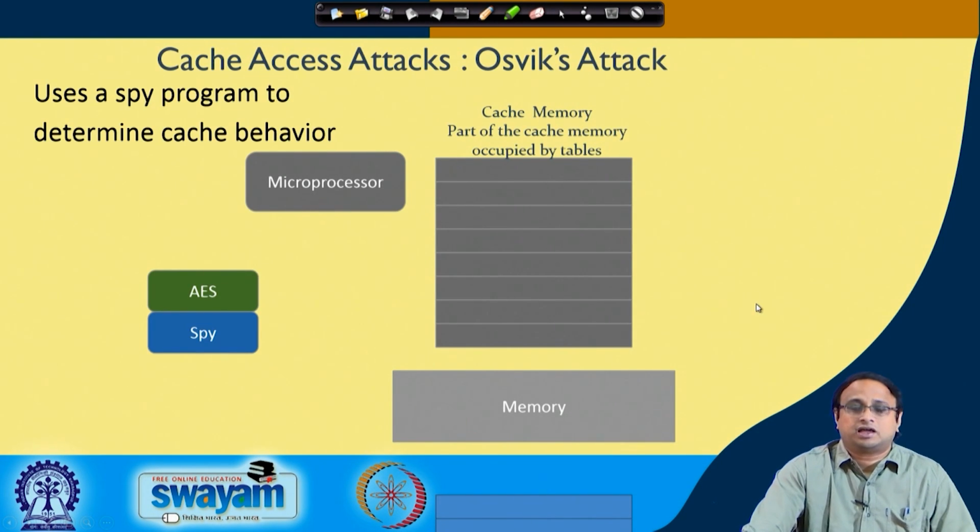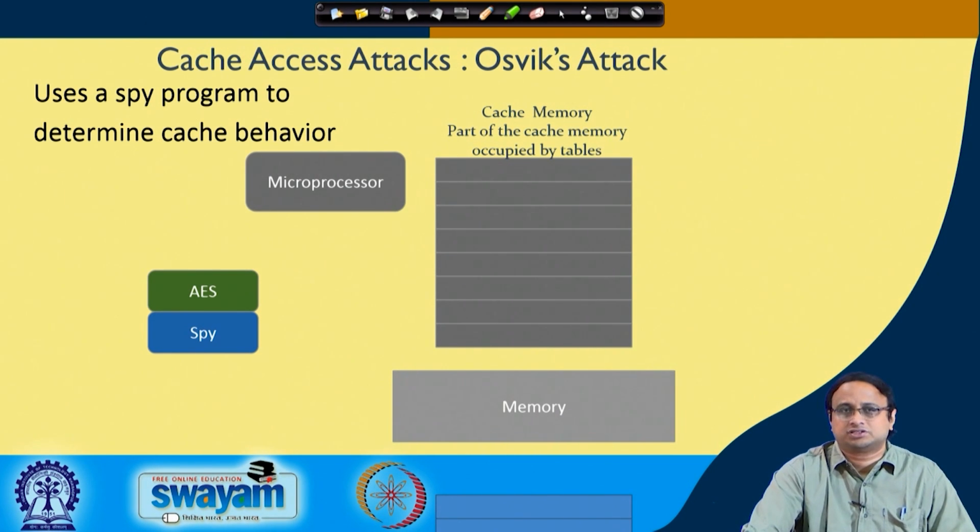There is another class of attack called cache access attacks, which is probably a little more well known, and which resulted from a work by Osvik, and therefore is also referred to as Osvik's attack. It uses a spy program to determine the cache behavior. We assume that both the victim and the attacker, the spy, are co-resident and working on the same hardware platform. This can happen particularly because of the advent of cloud and other infrastructure which we often share with our adversaries.